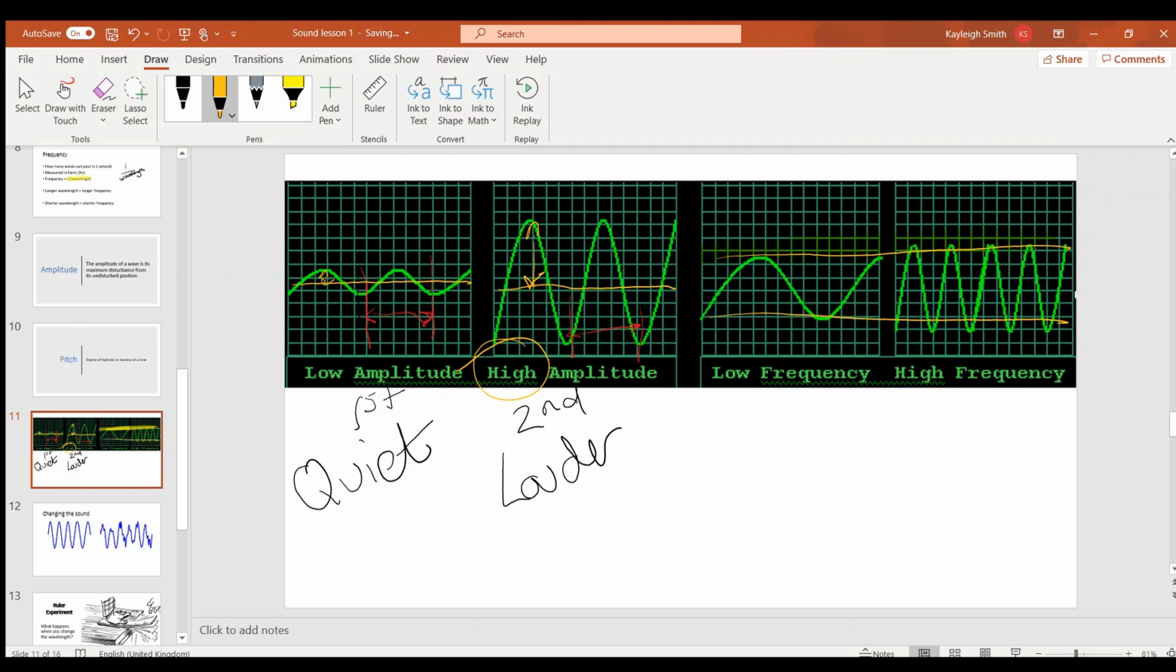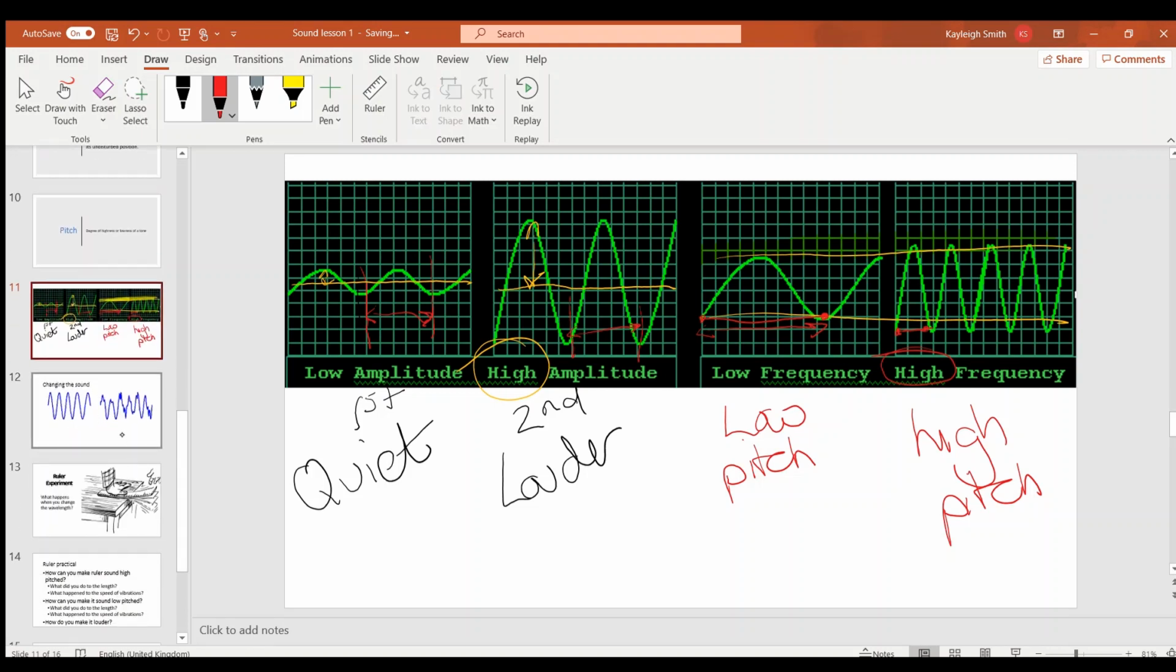Okay, so the height of the wave is pretty much the same, almost. But what has happened here is the wavelength has changed. So if we look from the same point to the same point, this one is quite long, whereas this one here, from the same point to the same point, it's quite short. So this one is the higher frequency, and therefore it will have a higher pitch, and this one has a low frequency, so it will have a lower pitch.